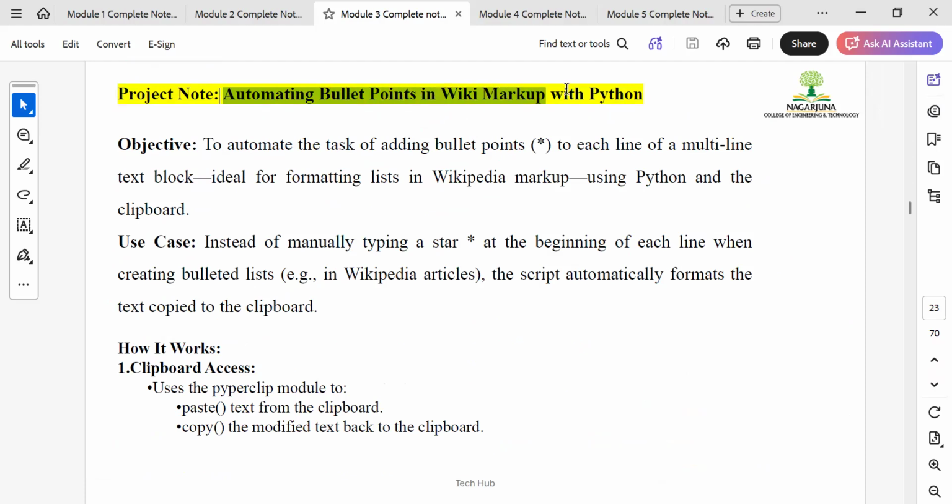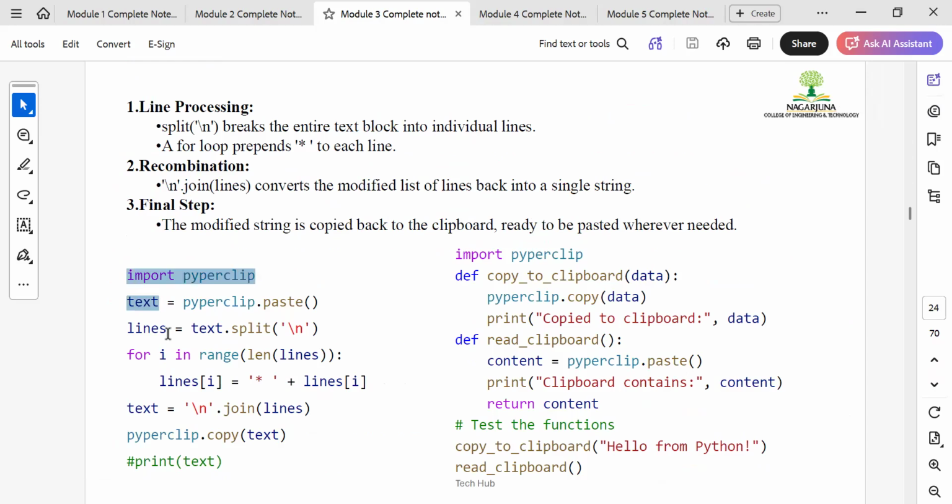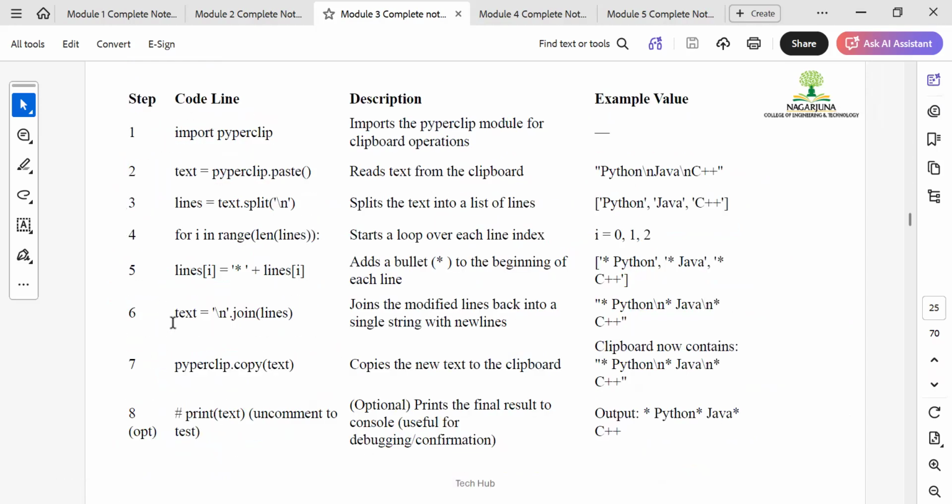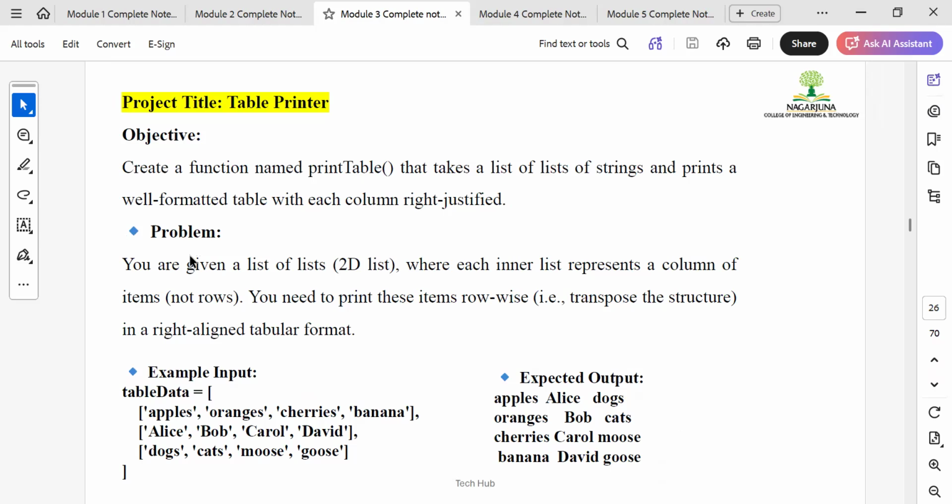A program related to automating bullet points in wiki markup in Python. A very simple program is there. If you write this program, you will get the marks. Okay, this is how you have to explain. So I hope you got the idea how to write the program, I mean, give the answers.